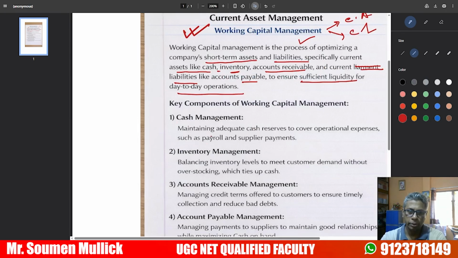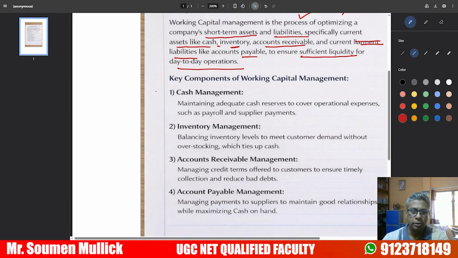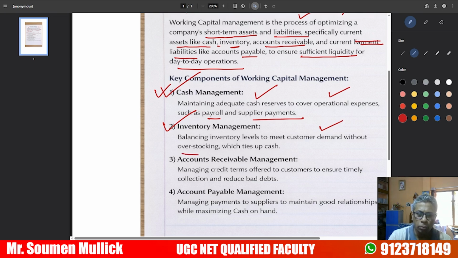What are the key components of working capital? First is cash management: maintaining adequate cash reserves to cover operational expenses such as payroll and supplier payment. Inventory management: to meet the customer demand without overstocking, which ties up the cash.